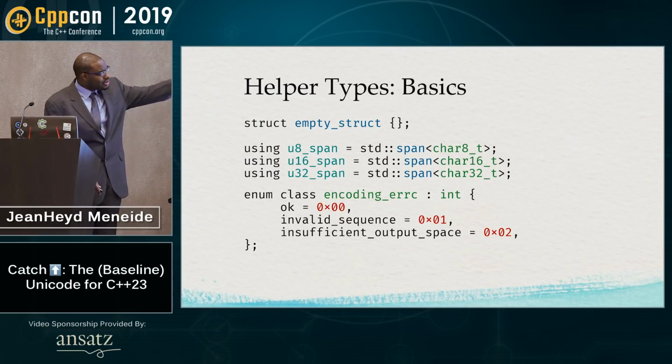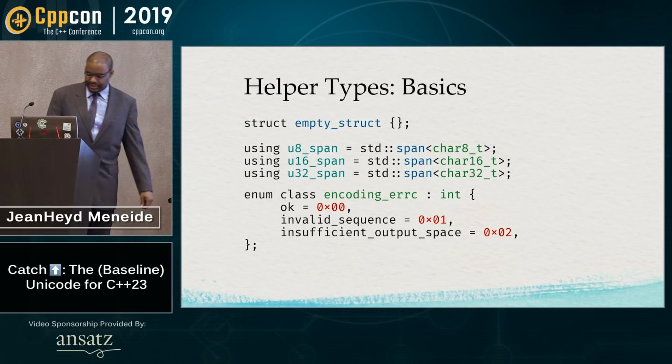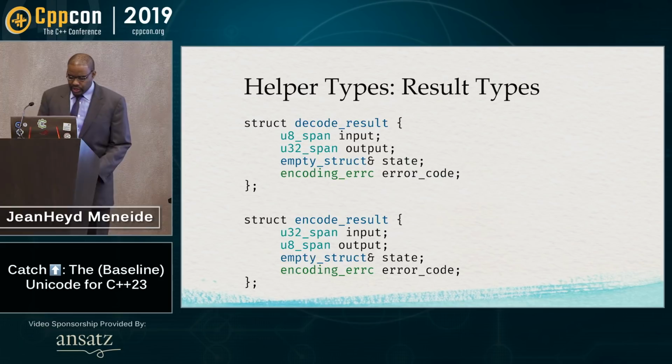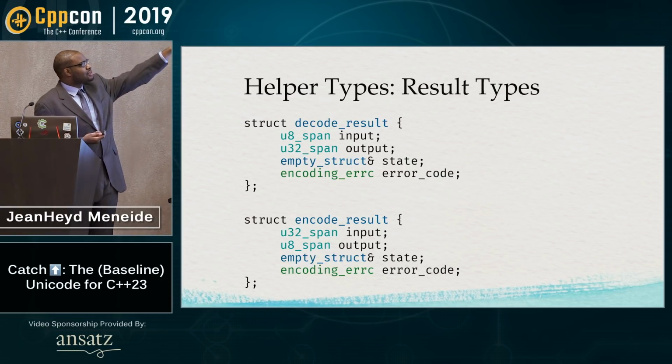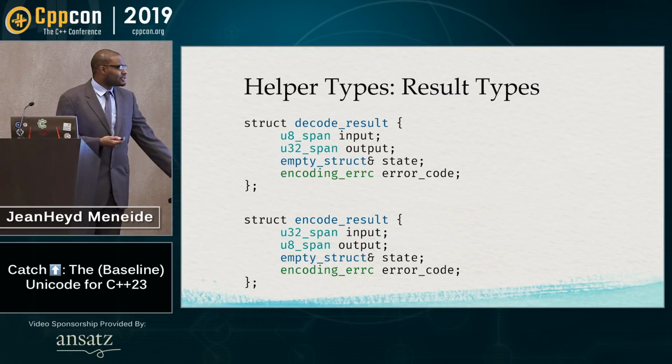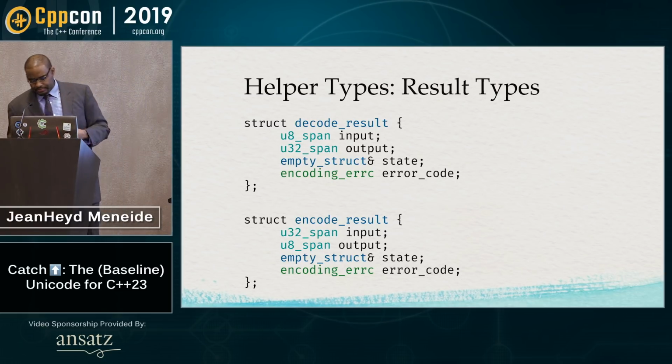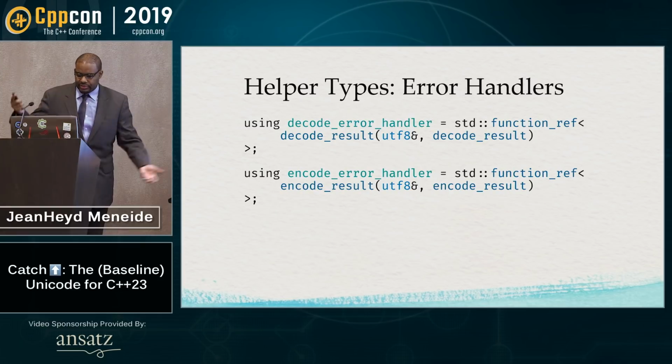And we have this encoding error, an enumeration class. We also have some result types that we're going to be using. So the idea is that if we have a decode result, right, well then we have the input, the output, the state that we were working on, and then the error code, right? And it's the same thing for the encode result, just the u32 and u8 span are flipped around for the input and output. We also have a little bit of some error handlers.